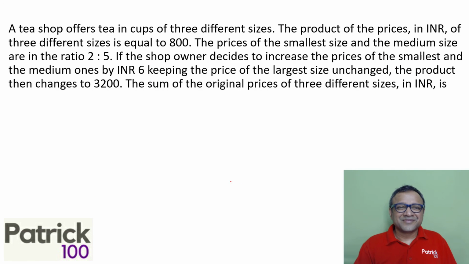Clear? A tea shop offers tea in cups of 3 sizes. The product of the prices is 800. So we have the ratio of the smallest and medium as 2 and 5. 2 5s are 10, therefore the largest will become 80. Too big a difference in price to be the case. Possible, I'm not saying no, but too big.